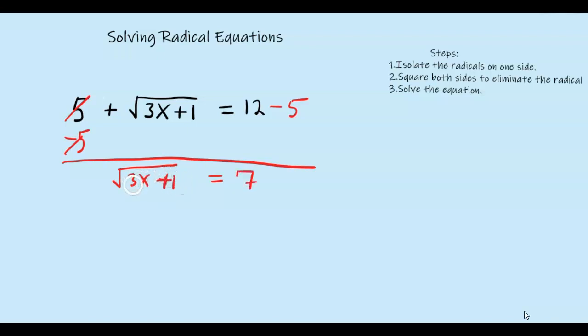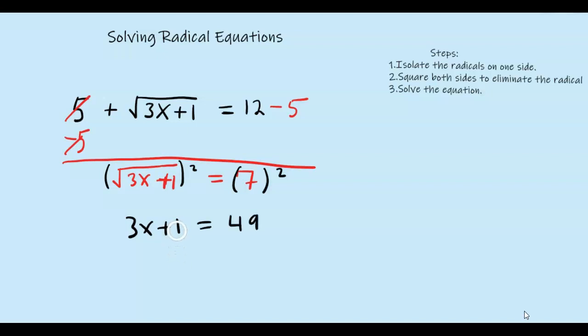Here the radical is isolated, so we will move on to the next step. We have to square to remove the radical. We square here, and we will repeat the same thing here. Once we do that, the square root goes away. 7 times 7, 49.